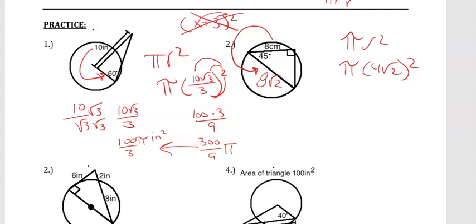Is there addition or subtraction inside of your parentheses? Nope. So we can go over and apply this in. 4 squared is 16. Rad 2 times rad 2 is rad 4, which is 2. And that gives you 32 pi centimeters squared.